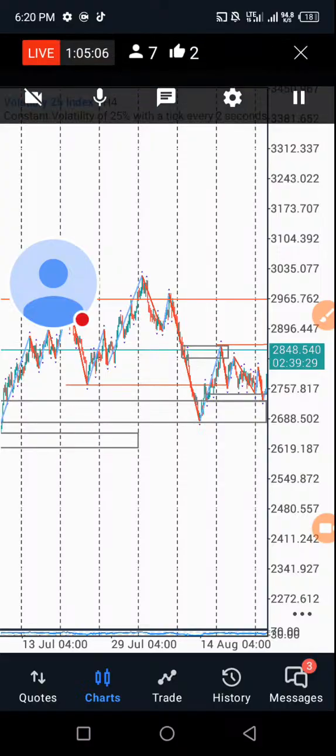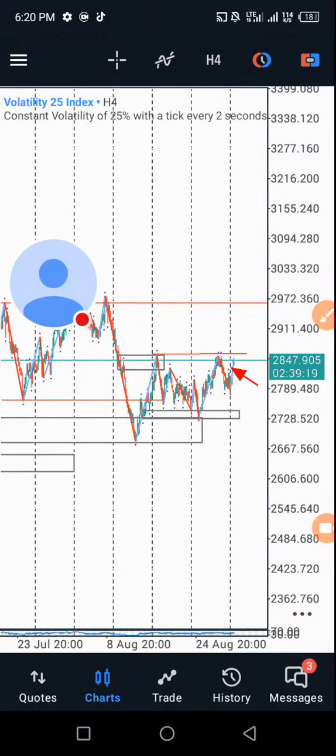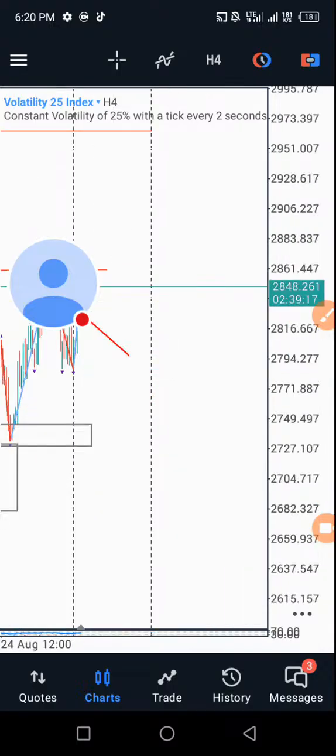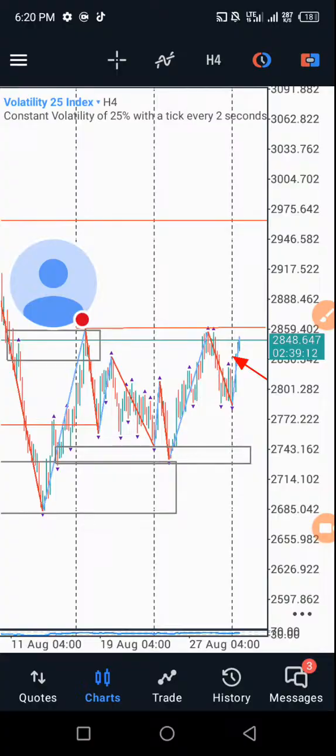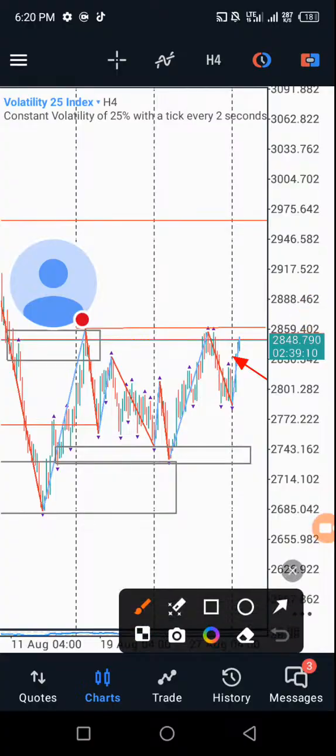If you don't get it at this point, you have to come back to this particular place. This is how you'll be able to get this entry. Now what we are going to do is wait for the market to break out from this high. That's why it's looking as if the market is having difficulty breaking out. We are going to wait for it to break out from this high.